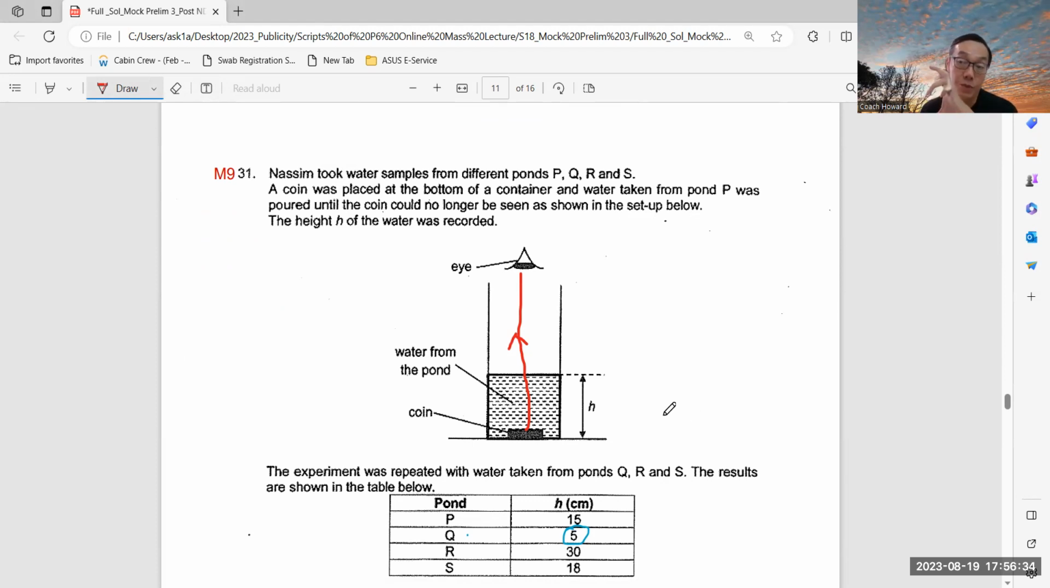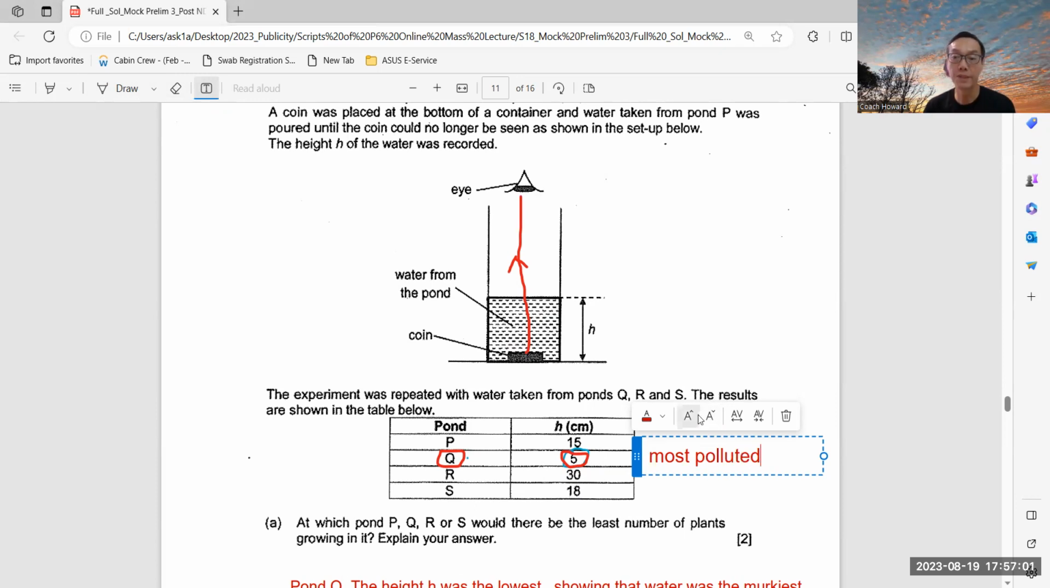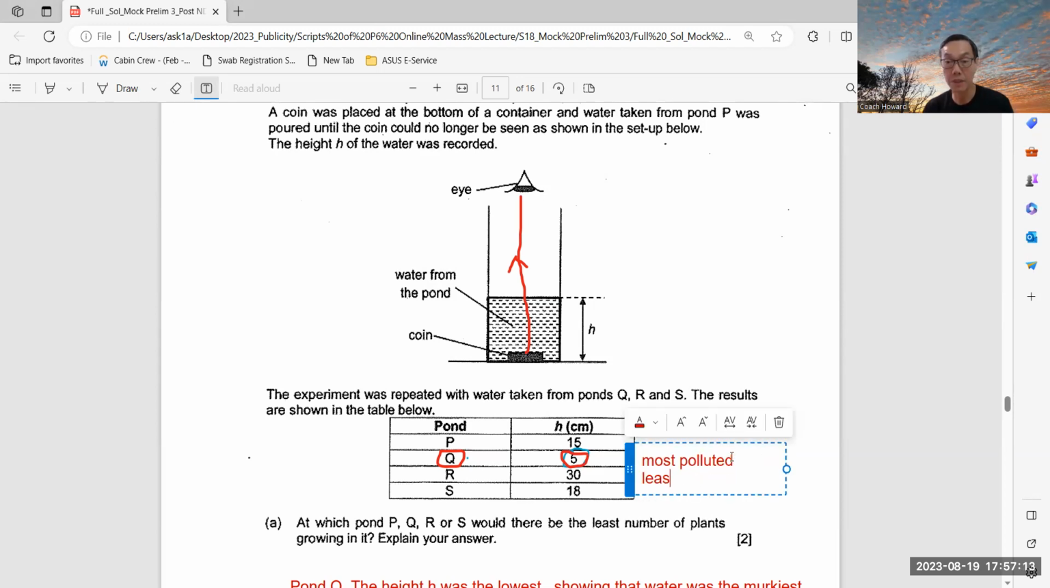Okay, if you can see through a deeper depth, that means the water is clearer. So you can actually single out that pond Q is the most polluted, because you can only see through 5 centimeters of height. So you can annotate, maybe by the side: this is the most polluted, most polluted water for Q. And then the least polluted is R. Just below it, R is least polluted.